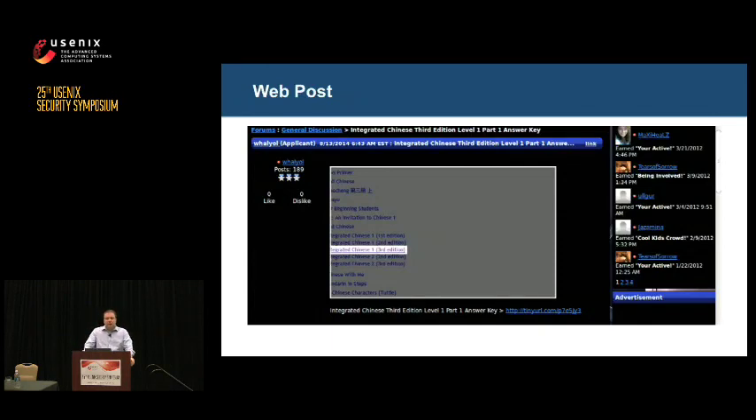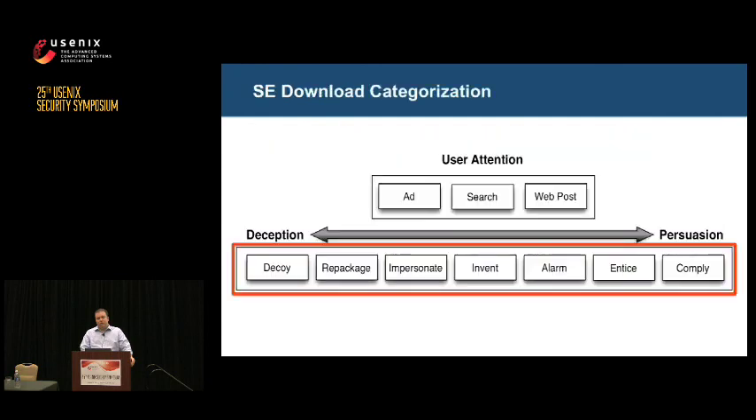The other way attackers gain the user's attention is through web posts. And so in this case, a user's browsing a forum, and they're looking for the Integrated Chinese 3rd edition level 1 part 1 answer key. And they come across this post that looks like it's a link for what they want. However, when they click on it, they end up downloading the executable and not a PDF, and the executable doesn't really contain the answer key, but contains software, again, that they probably do not want to install in their system. So those are the ways that social engineering attackers gain the user's attention.